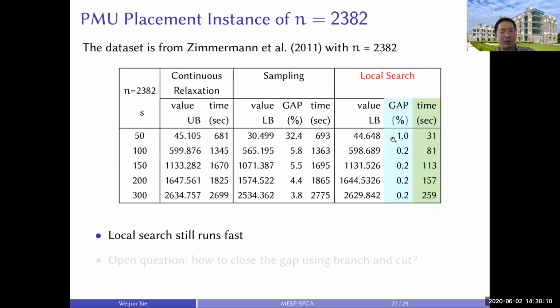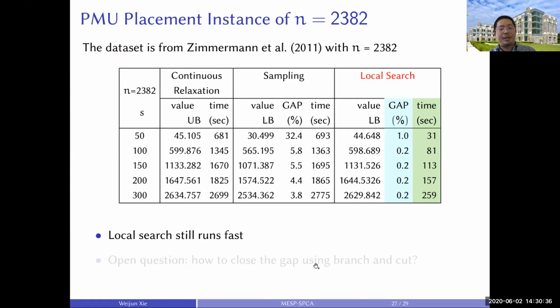And finally, we try this on the polished data set for PMU sensor placement. We have more than 2,000 buses. If you want to select 300 sensors, our local search algorithm still takes less than 5 minutes, and our gap is 0.2. We compute the gap directly from the continualization bound and the local search bound. So for this type of problem, the continualization bound already gives us a very nice bound.